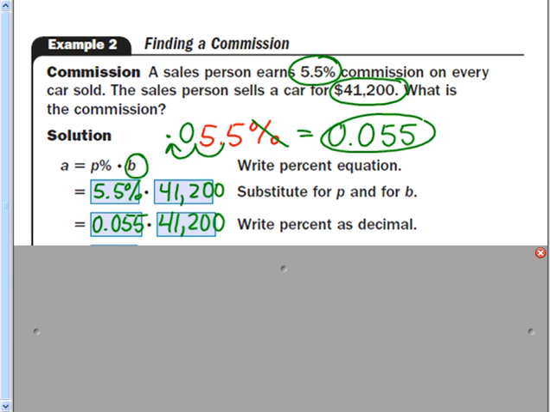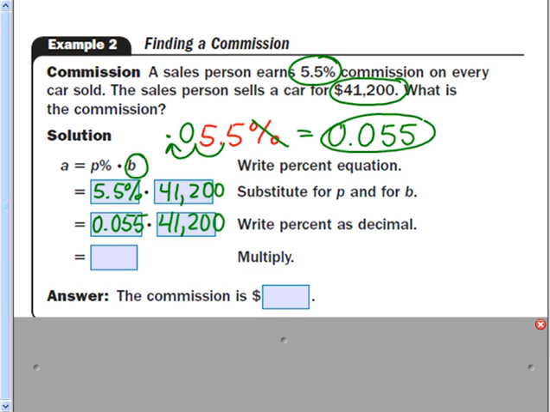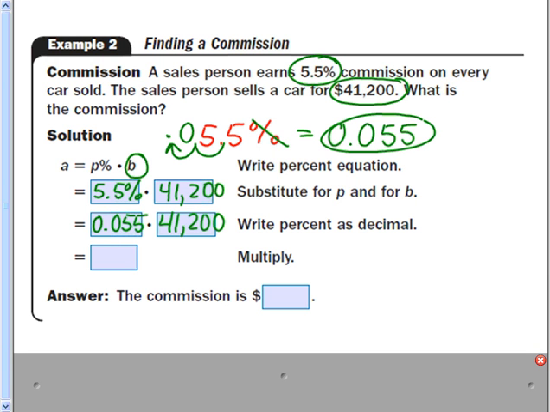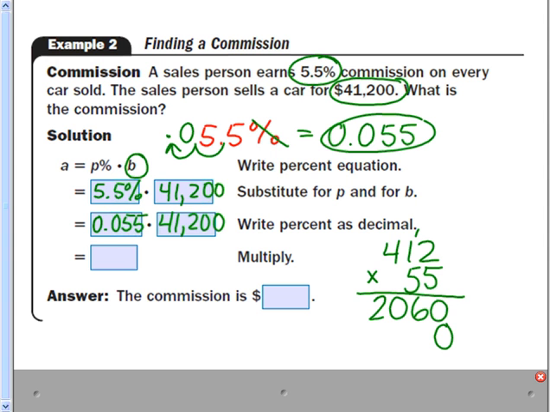Now that, again, could be done on a calculator. Probably most average adults in our world would do that on a calculator. It can be done on paper as well, using lattice, or it can be done using traditional multiplication. I'm going to go ahead and do that. I'm just going to use traditional multiplication, but I'm going to try to simplify things for myself. I'm just going to do 412, ignoring the 2 zeros for now, times 55, ignoring the decimal point for now. And I'm just going to do that first. 5 times 2 is 10. 5 times 1 is 5, plus 1 is 6. 5 times 4 is 20. So I get 2,060.